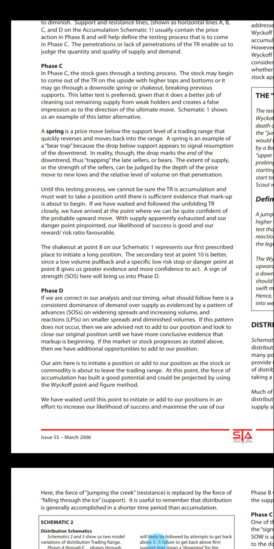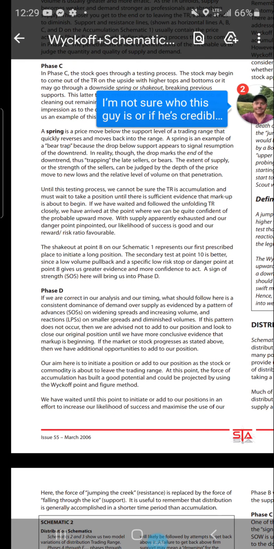We have pattern of advances, sign of strength on widening spreads and increasing volume reactions. Last point of support on smaller spreads, that's what we're going to call it, and diminished volumes. If this pattern does not occur, then we are advised not to add.